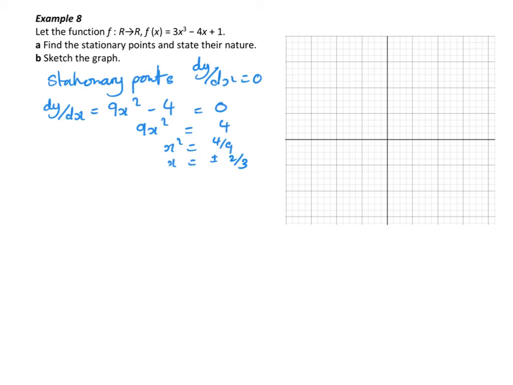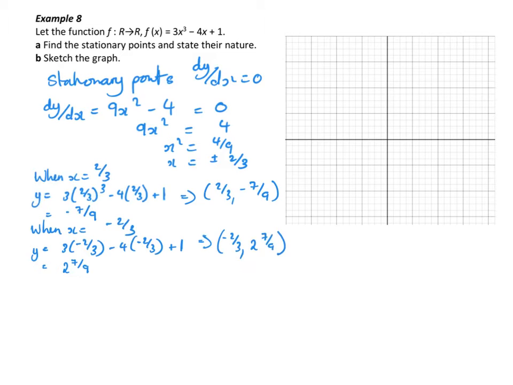Well, that's our x values. It means now we have to substitute that in to get our y values. So let's do that. Having substituted in 2/3 and minus 2/3, we end up with the coordinates 2/3, minus 7/9 and minus 2/3, 2 and 7/9. Okay, we now need to state the nature.